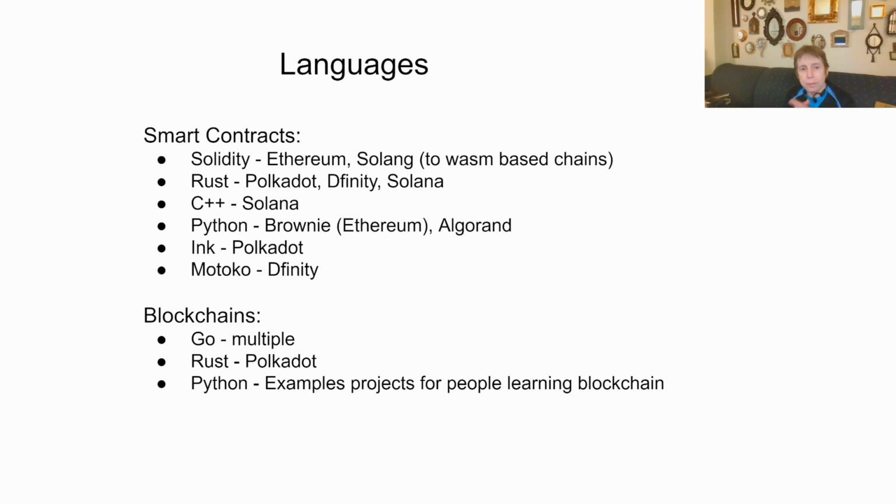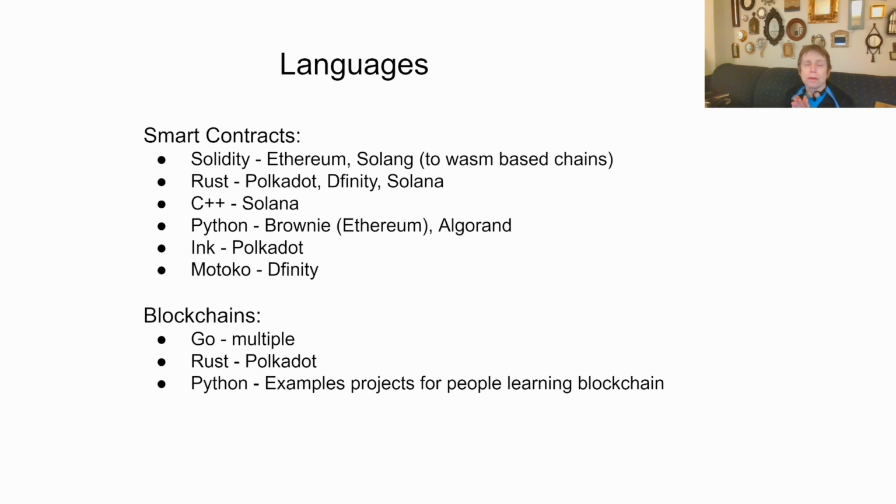I'm going to skip over Python for a moment, but let's talk about Ink. Ink, of course, is exclusive to Polkadot. It's written above Rust to make it a little easier to program for the Polkadot blockchain. And Motoko, of course, is unique to Dfinity. Again, easier to program in than Rust. And we've looked at those.